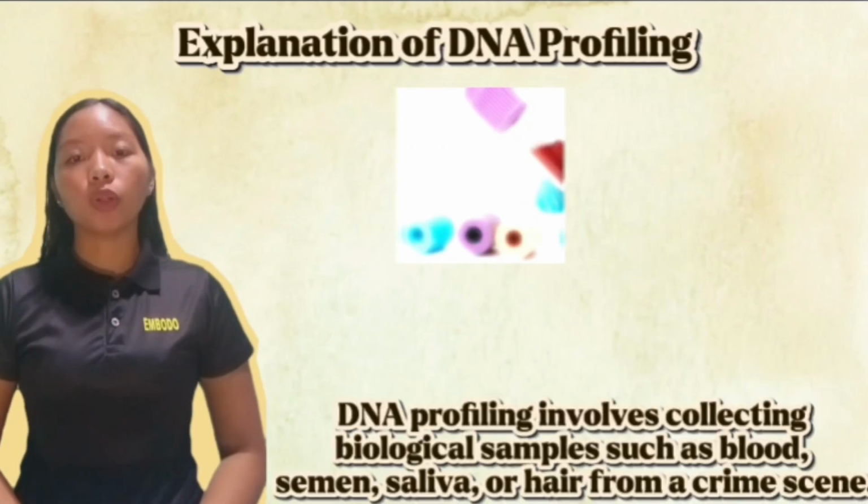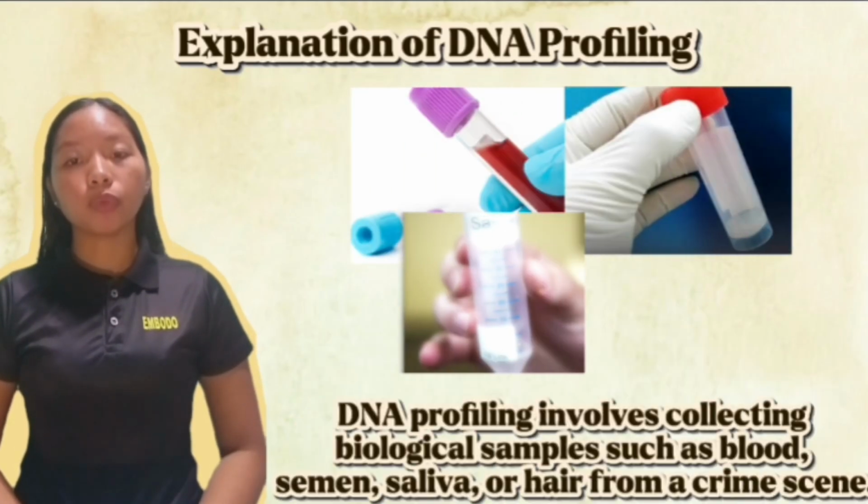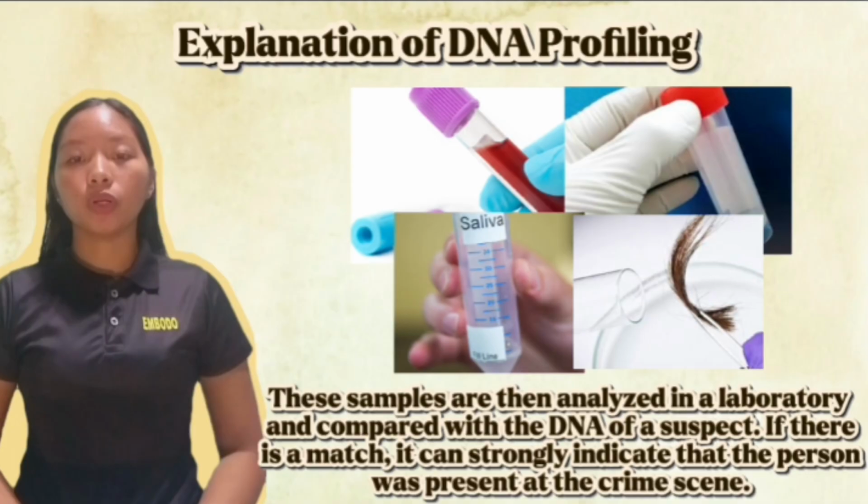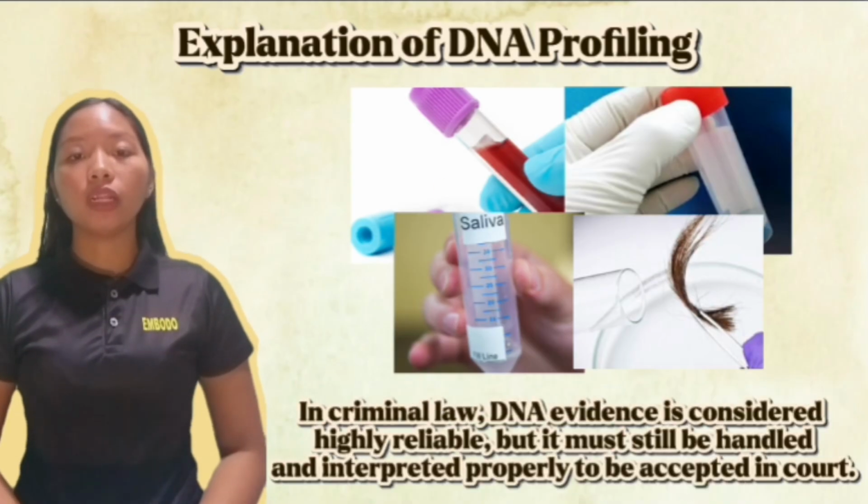DNA profiling involves collecting biological samples such as blood, semen, saliva, or hair from the crime scene. These samples are then analyzed in a laboratory and compared with the DNA of the suspect. If there is a match, it can strongly indicate that the person was present at the crime scene. In criminal law, DNA evidence is considered highly reliable, but it must still be handled and interpreted properly to be accepted in court.